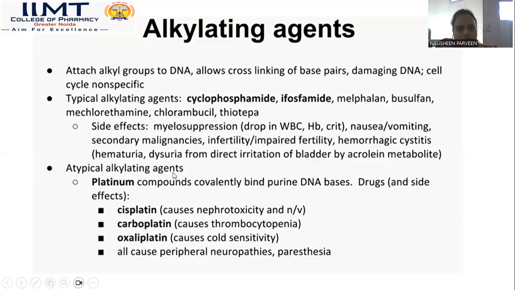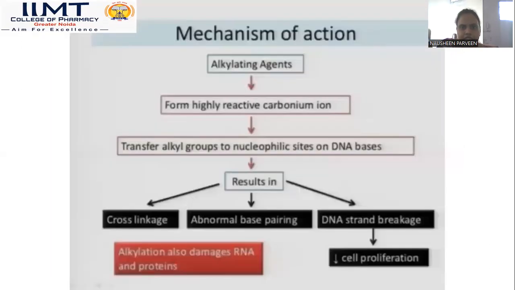Next are the atypical alkylating agents: platinum compounds, which covalently bind purine DNA bases. Drugs: cisplatin, carboplatin, oxaliplatin. Next, mechanism of action of alkylating agents. Alkylating agents form highly reactive carbonium ions and transfer alkyl groups to nucleophilic sites on DNA bases, resulting in cross linkage, abnormal base pairing, DNA strand breakage, and decreased cell proliferation.